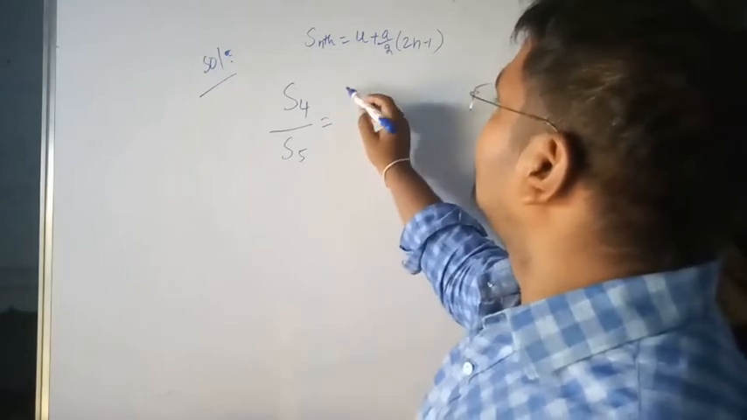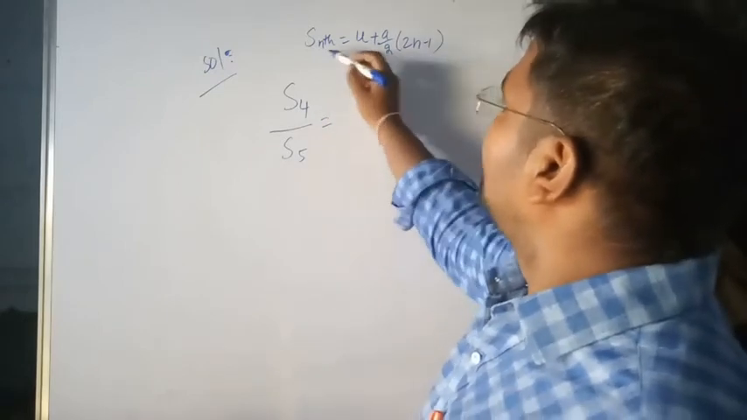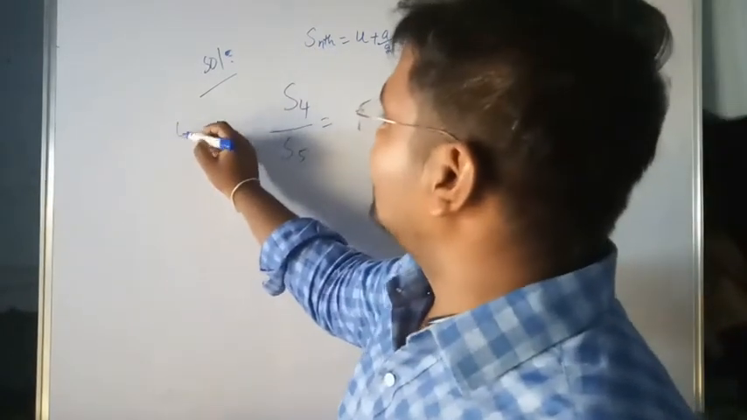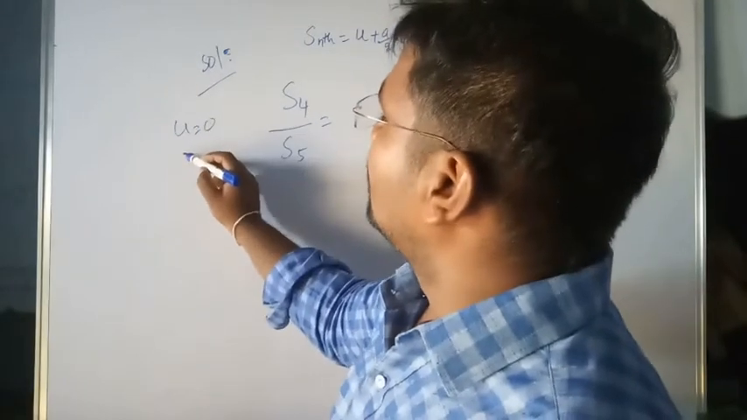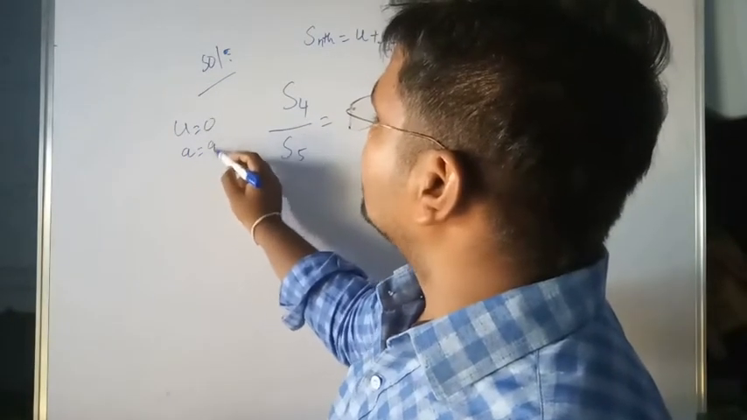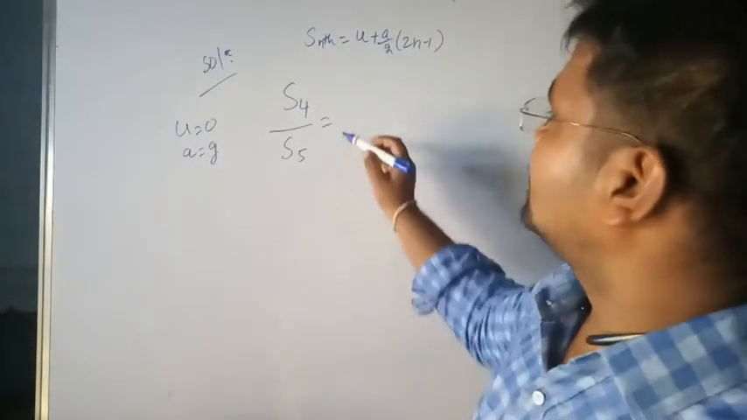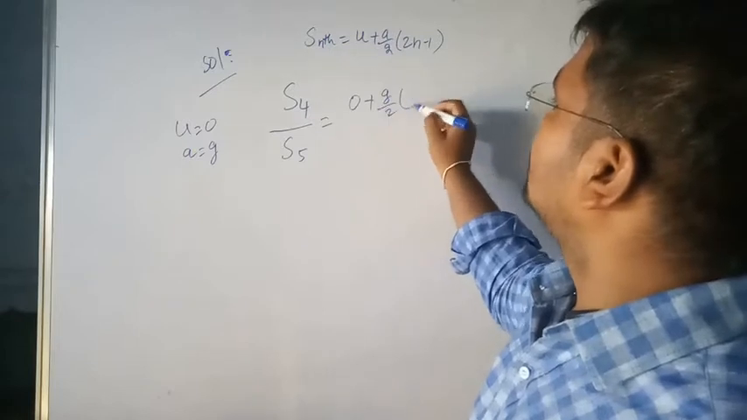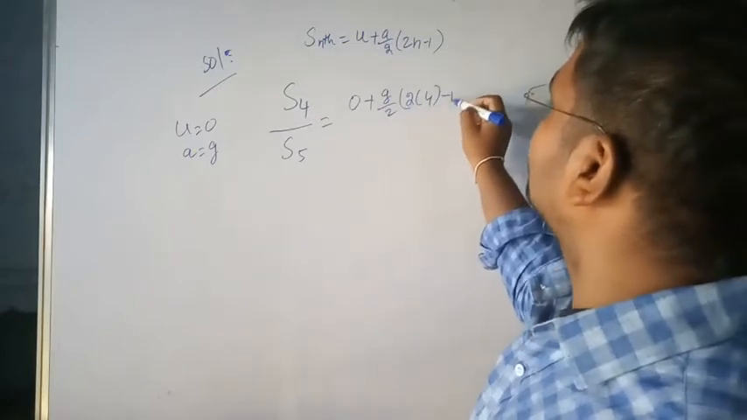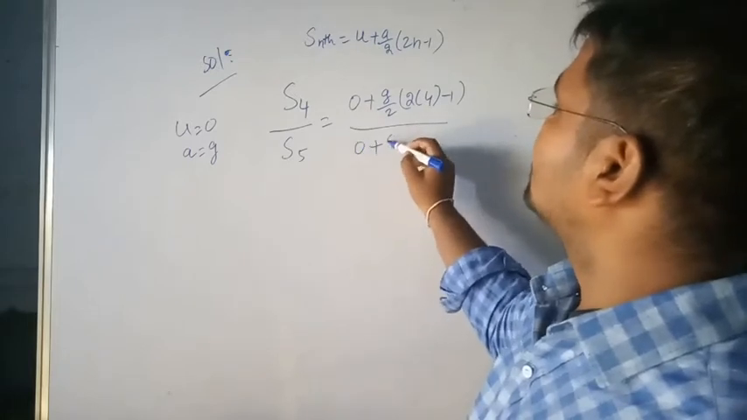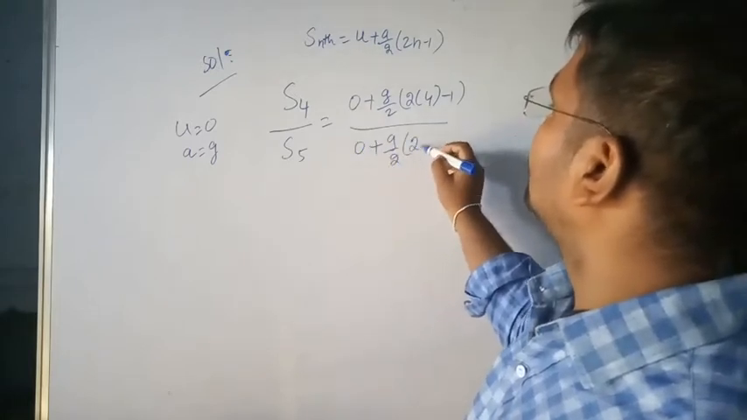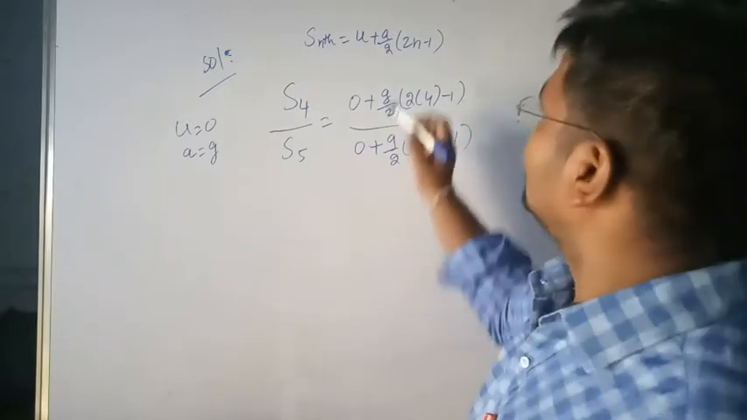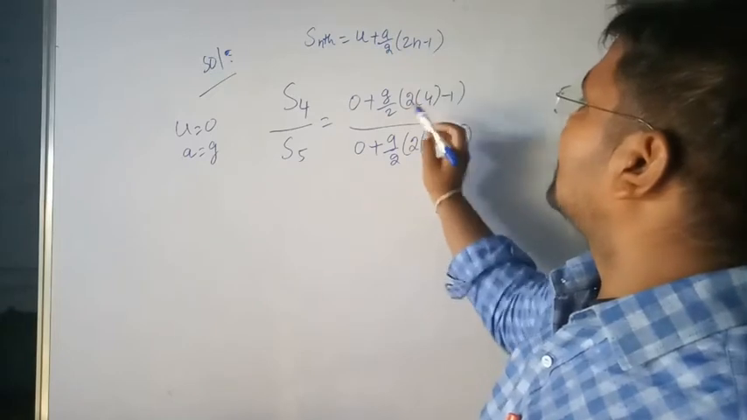S4 means the 4th second we have to take. Before that, this is a freely falling body, so u is equal to 0 and a is equal to g. S4 is 0 plus g by 2 into 2 into 4 minus 1, divided by 0 plus g by 2 into 2 into 5 minus 1. Because this is n, that's why.